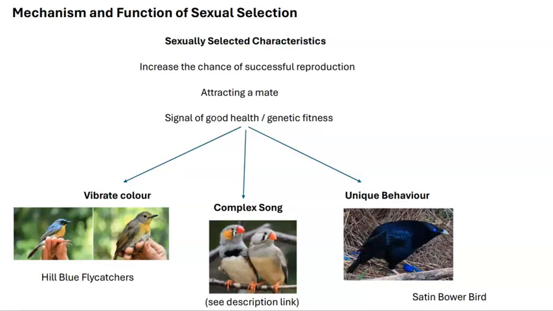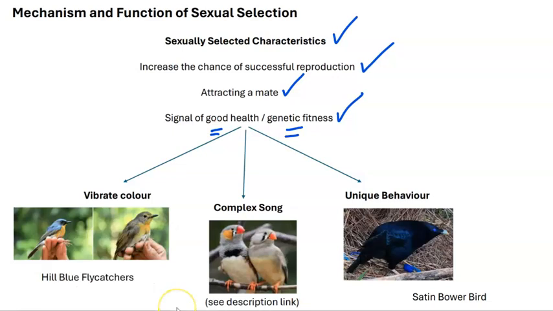So the sexually selected characteristic, the purpose of which is to increase the chance of successful reproduction, the survival of the offspring. And the idea is that the signals which are being given allow males and females to attract each other, so that they select the greatest genetic fitness, that is the best survival of the offspring. And of course, in turn, this implies that they are signals of good health.